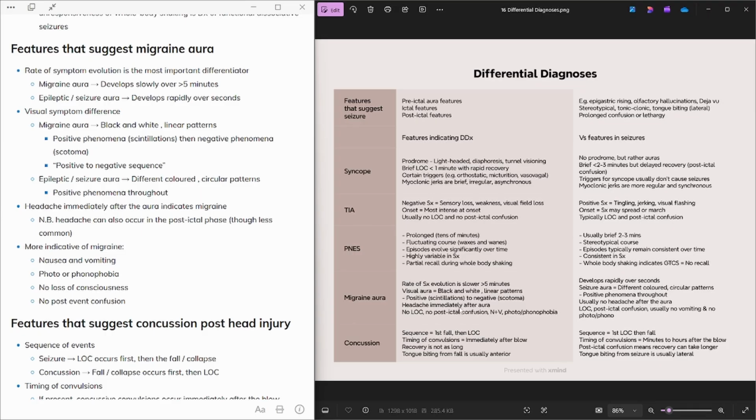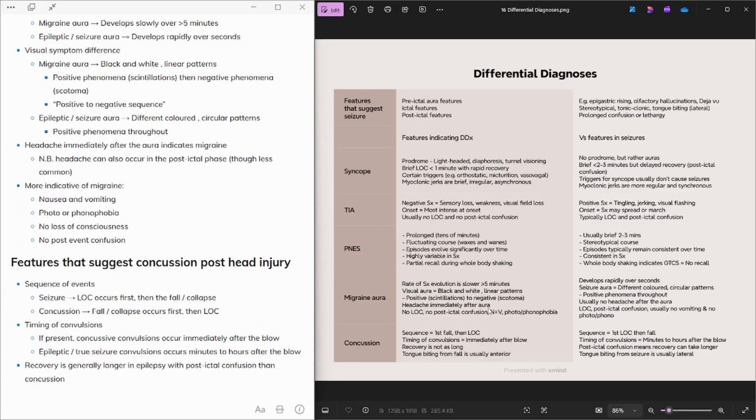If you have a headache immediately after the aura, and the headache is typical for migraine, so unilateral throbbing, then that is more consistent with a migraine. Whereas seizures typically don't have any headaches after the aura, although headaches can sometimes occur in the post-ictal phase, though this is a less common manifestation. Other features that are more indicative of a migraine are no loss of consciousness, no post-ictal confusion, the presence of severe nausea and vomiting, as well as photophobia and phonophobia. Whereas in seizures, they typically have a loss of consciousness, there is some post-ictal state, there is typically no vomiting, and there is no photophobia or phonophobia.